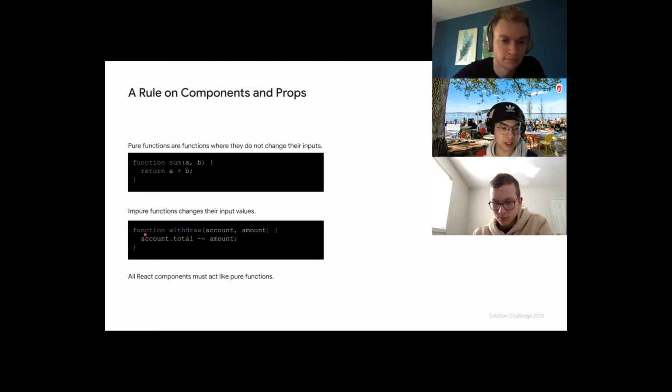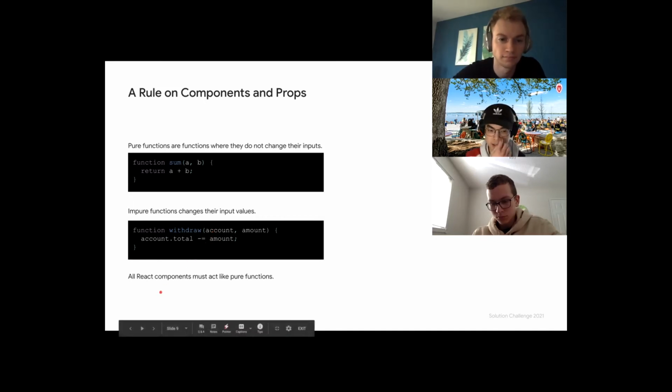On the other hand, we would have impure functions, and impure functions basically change the input parameters. So in this case, we have a withdraw function that has the account parameter and the amount to withdraw. Account would be a JavaScript object, and the total field from the account is subtracted by the amount. In this case, account will be modified, so account will be different.